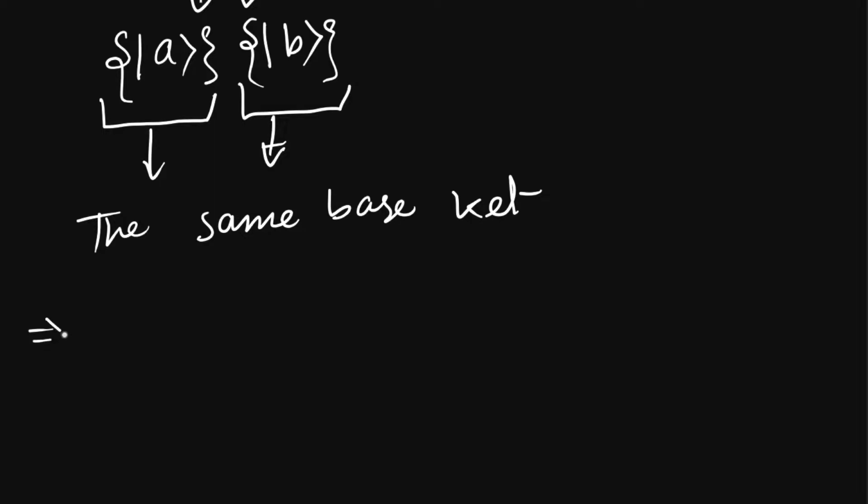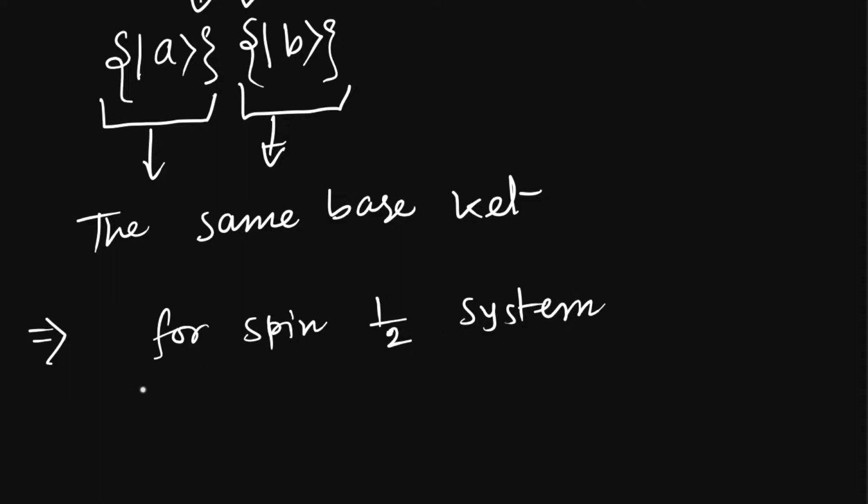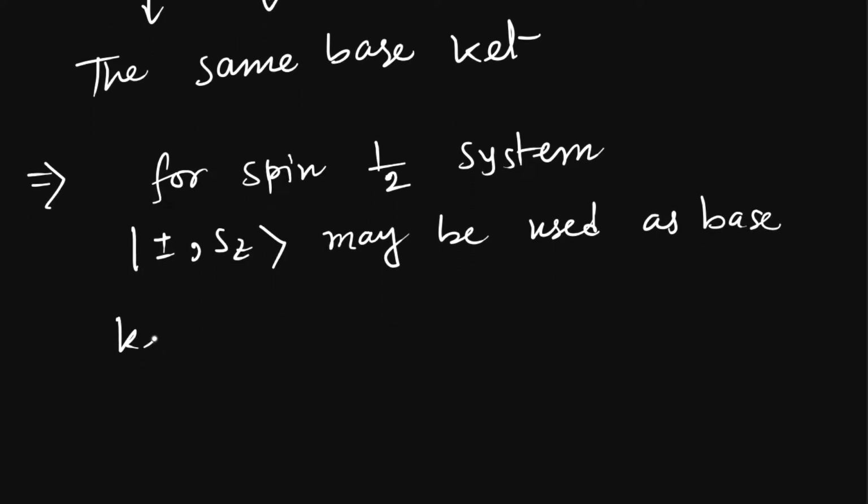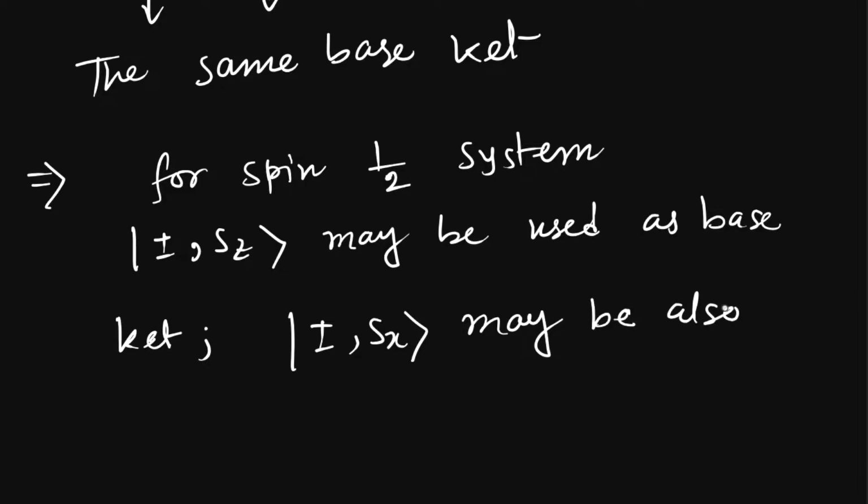For example, for a spin half system, plus minus Sz kets may be used as basis kets, or plus minus Sx may also be used for the basis kets.